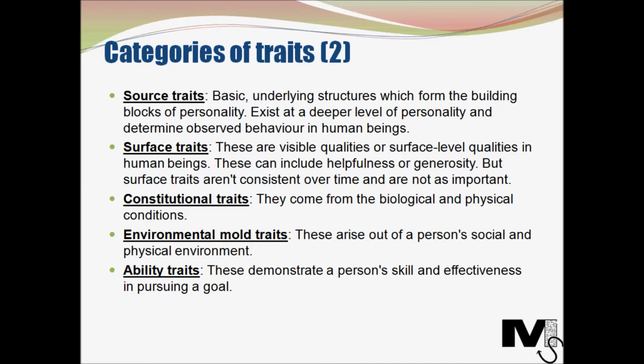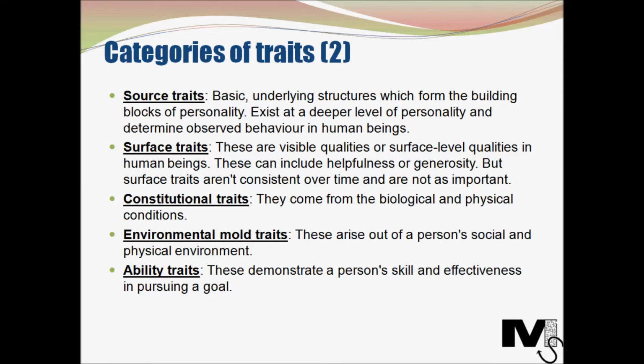Surface traits. These are visible qualities or surface level qualities in human beings. These traits can easily be seen by other people. At the positive end of the spectrum, these can include things like helpfulness or generosity. But surface traits aren't consistent over time and are therefore not as important as some of the other trait types.